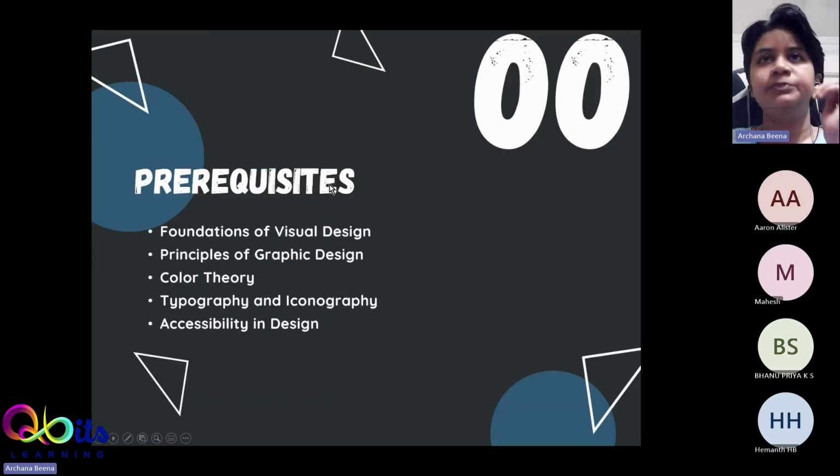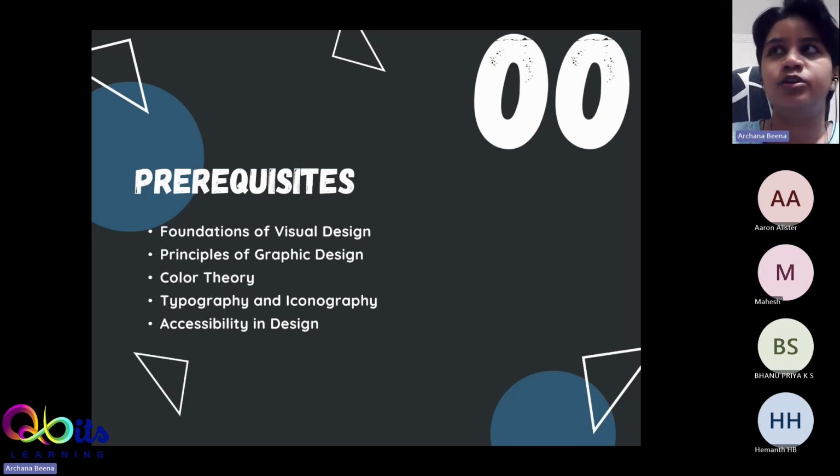So in the prerequisites, we will be covering what are the basics of visual design and graphic design and look into topics like color theory, typography, iconography, and also accessibility. And these topics are going to be your primer for learning UI UX because these things are also an important knowledge base that you will be needing while you are applying UI and UX in your designs.